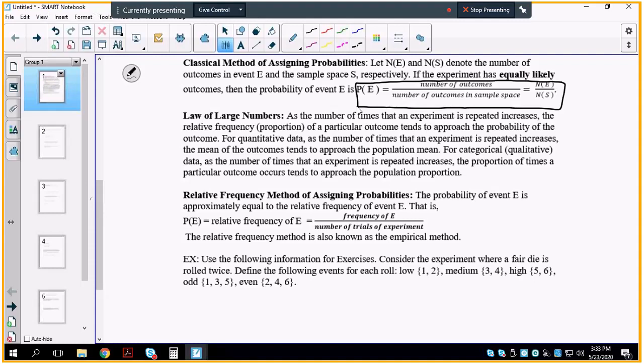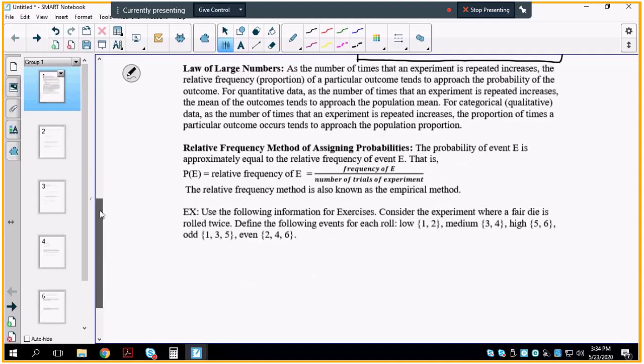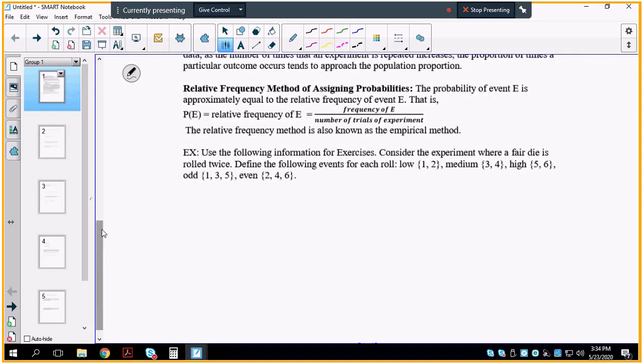For categorical or qualitative data, as the number of times the experiment is repeated increases, the proportion of times a particular outcome occurs tends to approach the population proportion as well. That brings us to the concept of the relative frequency method of assigning probabilities. The probability of event E is approximately equal to the relative frequency of the event E. That is, the probability of E is the frequency of E over the number of trials of the experiment.